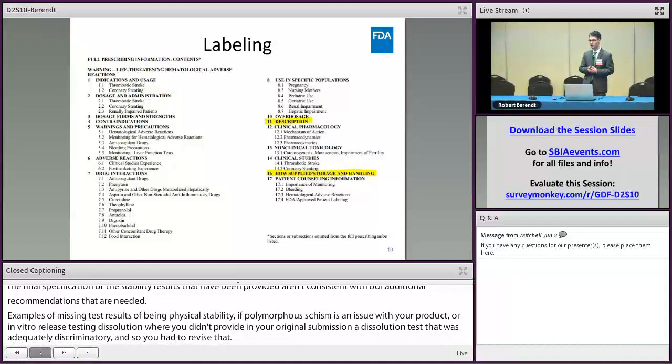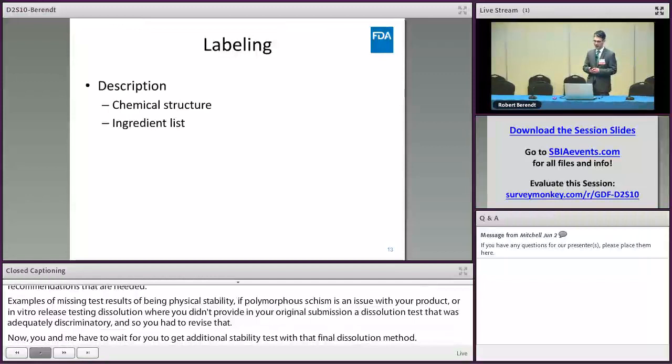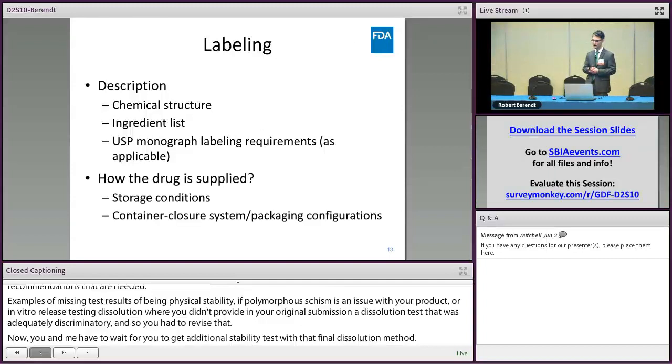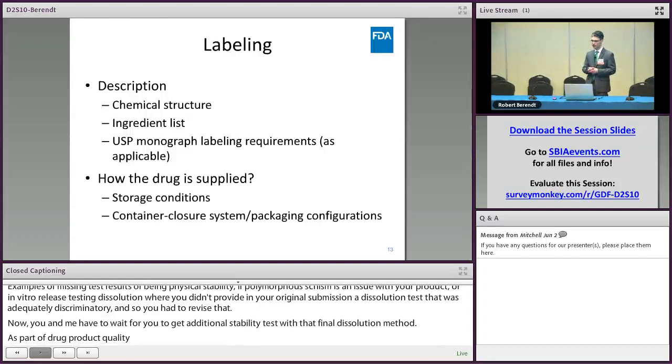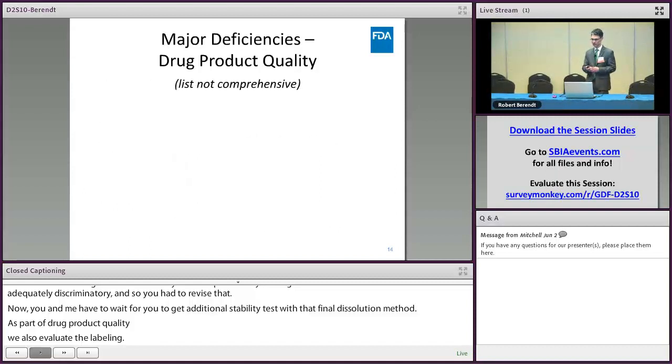We also, as part of drug product quality, evaluate CMC information in the labeling. So chemical structure, ingredient list, and any USP monograph labeling requirements in the description section, as well as storage conditions and container closure system packaging information that may be provided in the how supplied section. So again, just looking for consistency across your application.